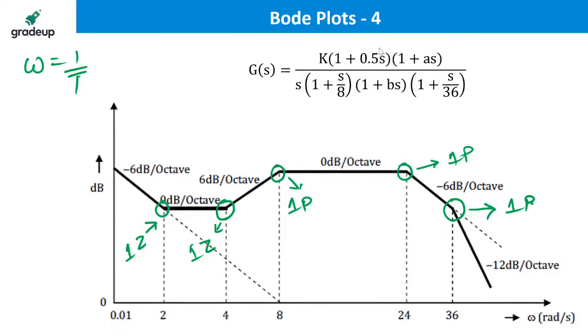So this is one zero. This is already available. Its corner frequency is 2. So that is given. Look at this A. There is also a zero, and where is another zero in our diagram? It is at 4.